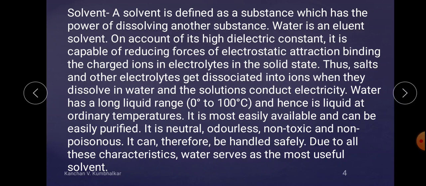Water has a long liquid range, that is 0 degree Celsius to 100 degree Celsius. This means that water exists in the liquid phase between 0 and 100 degree Celsius. Some liquids do not have that much liquid range. So this is the third point on the basis of which water is considered the best solvent. Because of this range, it is a liquid at ordinary temperature. It is most easily available and can be easily purified.